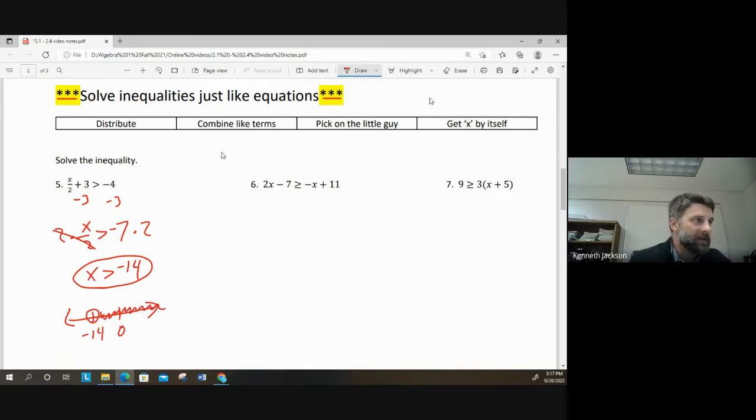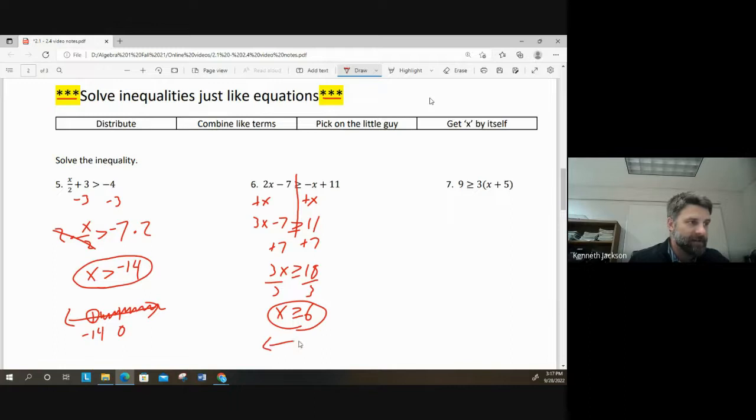On number 6, there's no distributing. There's no combining like terms. I need to pick on the little guy. To get rid of a minus x, I can add x. To get rid of a minus 7, I can add 7. To get rid of a times 3, I can divide by 3. Again, all of these steps are exactly what we did in chapter 1. Closed circle at 6, equal to, arrow points right, shade right.